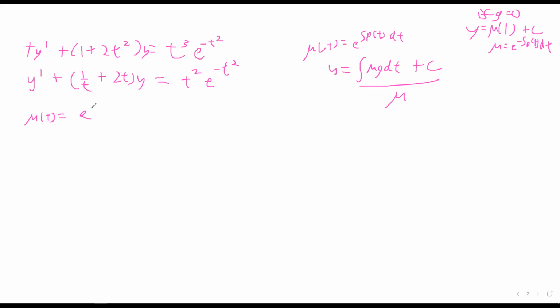It's actually t times e to the t squared. Yes, it's t e to the t squared. Now you may be wondering, why is that? Because it's e to the integral of 1 over t plus 2t dt, which is e to the ln t plus t squared, which is equal to e to the ln t times e to the t squared, which is equal to t e to the t squared. So you have mu of t, yay.